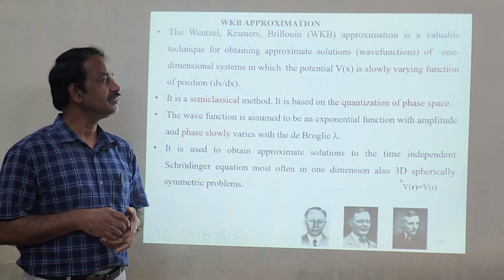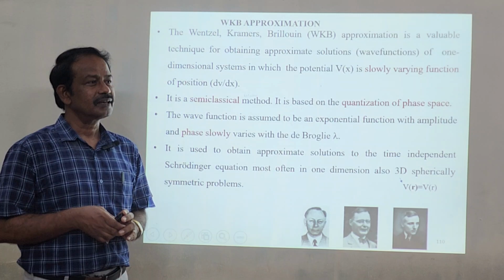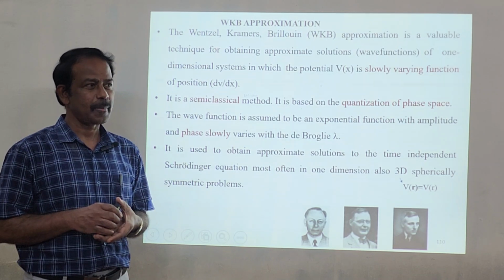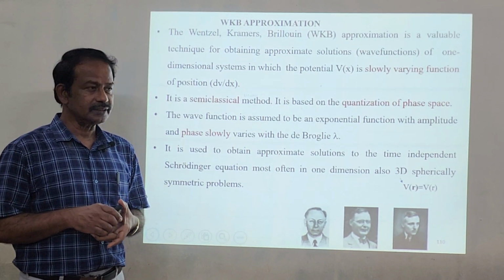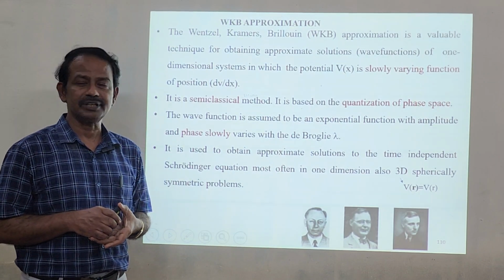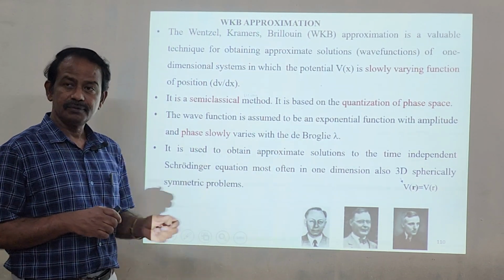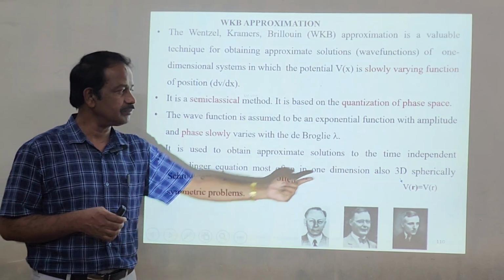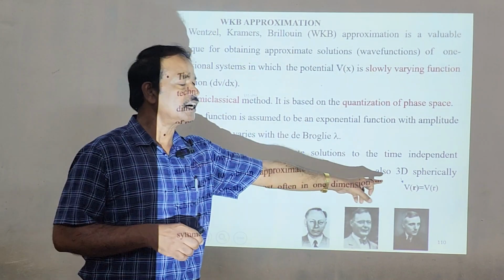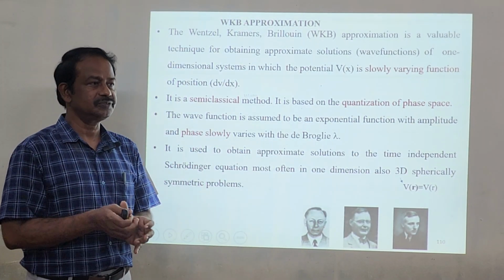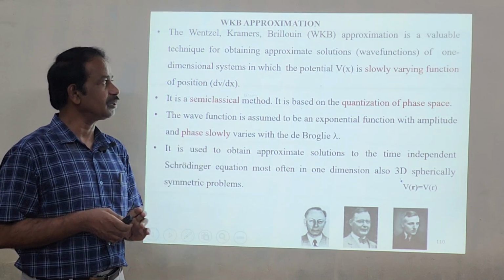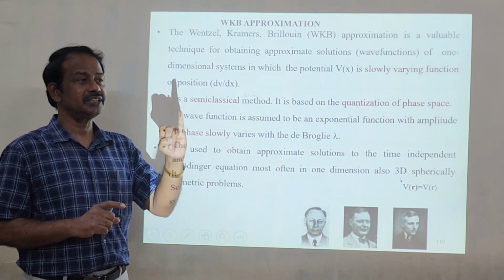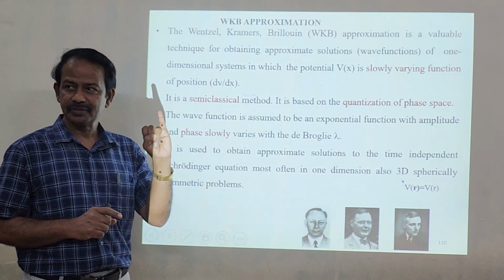Another one is that this is valid within the classical point of view, the classical validity, as we are going to see. Then another thing is that this is useful for one dimension, but also for three dimensions, for spherically symmetric problems, especially when the condition V of r vector equals V of r is satisfied. At that condition we can use the WKB method.